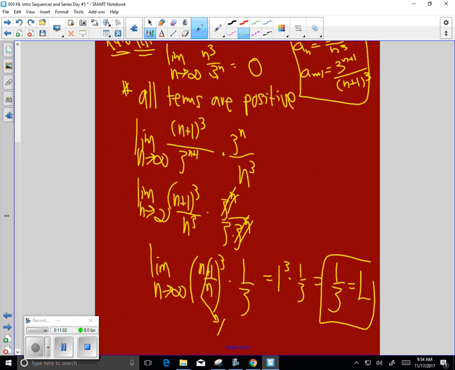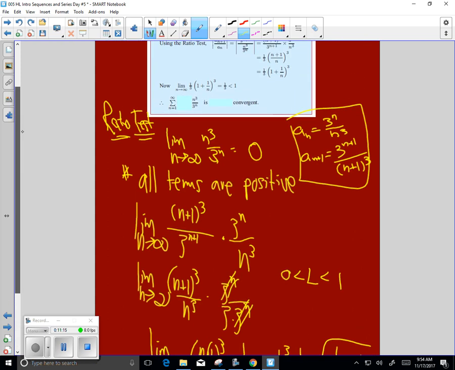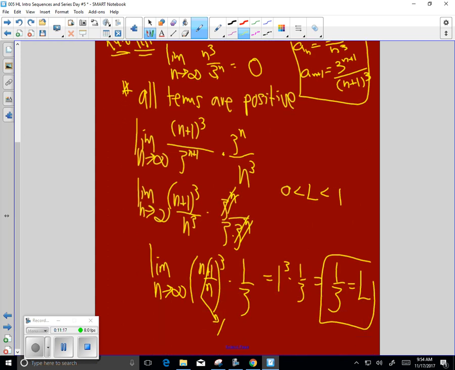Now you look, is L less than 1? Yep. Oh, what's a greater than? Why? Because it's all terms positive. Yeah. That's why we have to make that statement. So we do have L as 1/3. So therefore, the series converges by the ratio test, the RAT test.